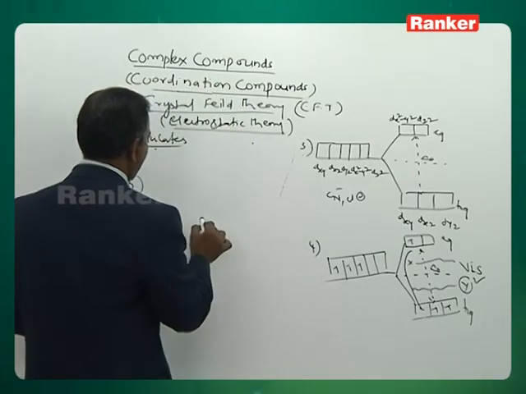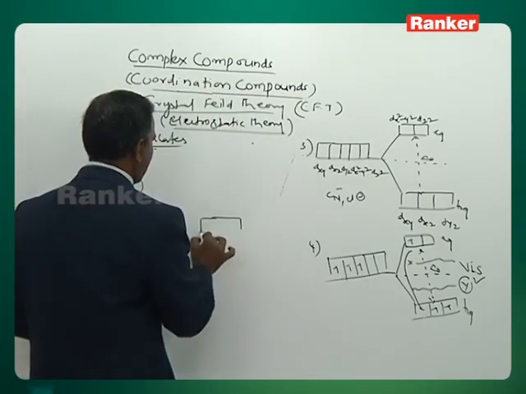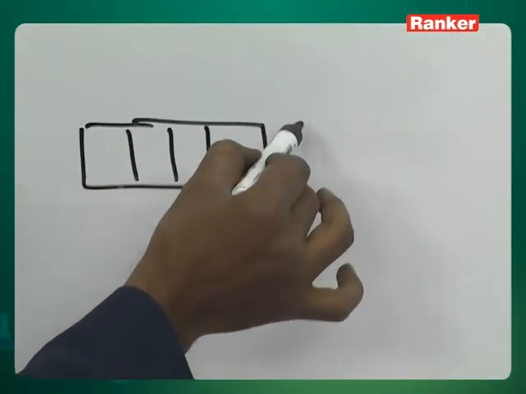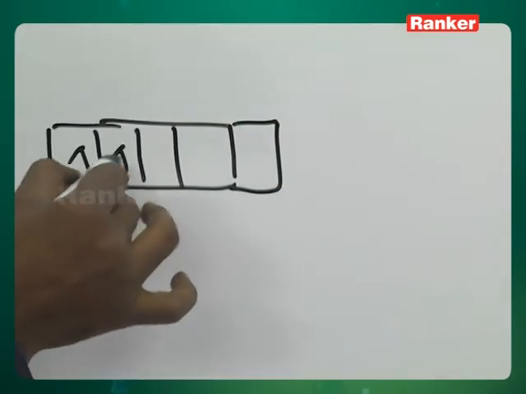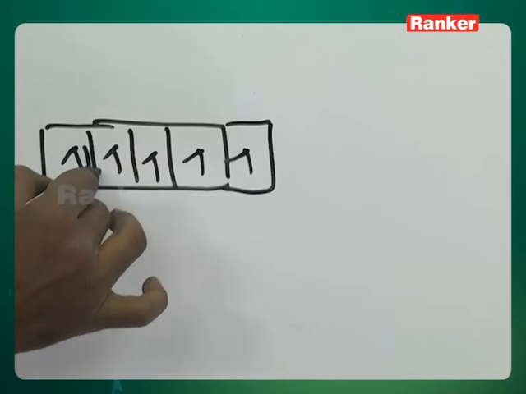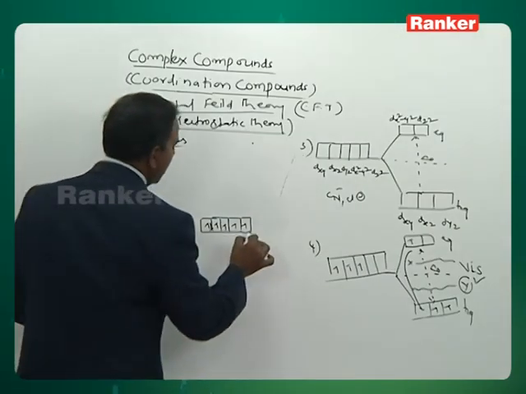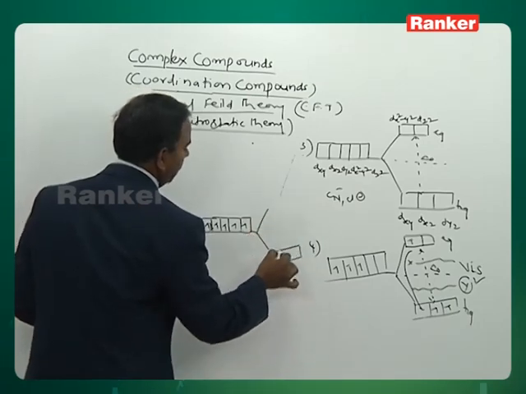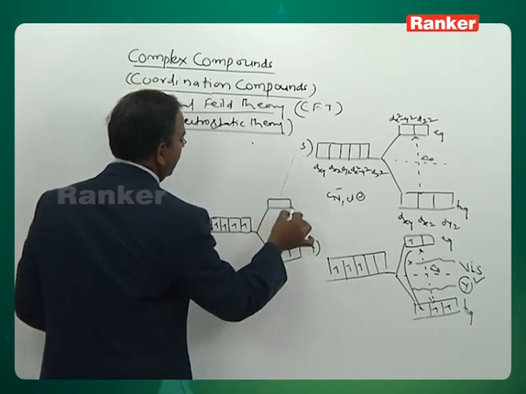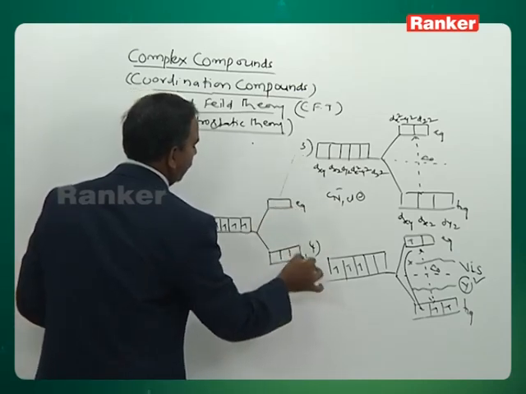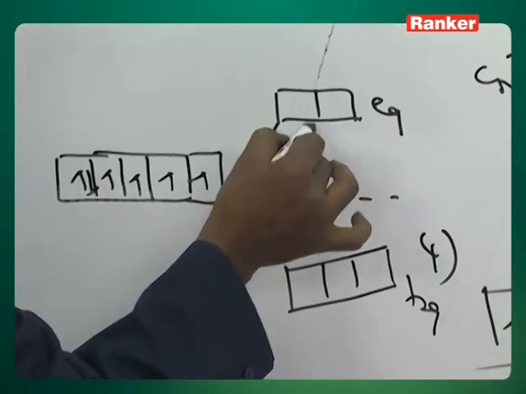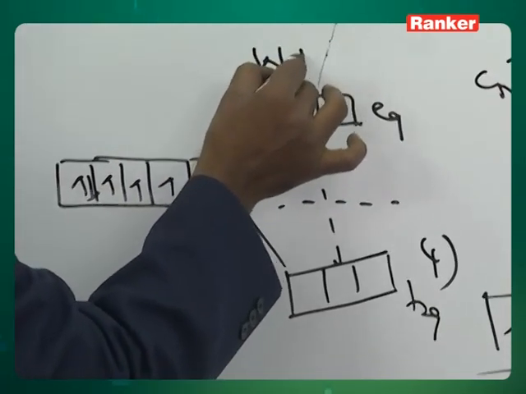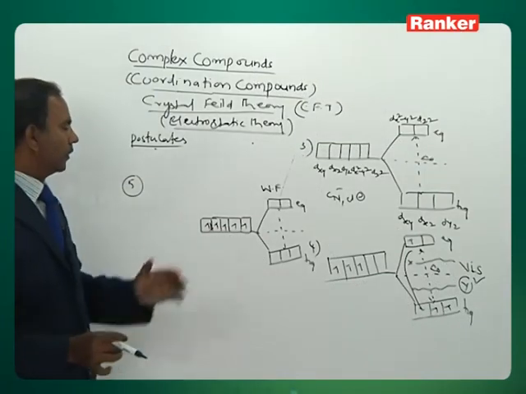Look here. Now consider the weak field ligand and the strong field ligand. I am writing d orbitals with a 6 electron configuration: 1, 2, 3, 4, 5, 6. Suppose you consider a weak field ligand. Splitting of d orbitals is less, with eg and t2g. I am replacing this with WF, weak field.